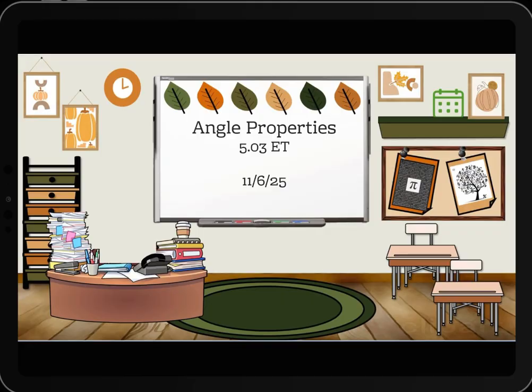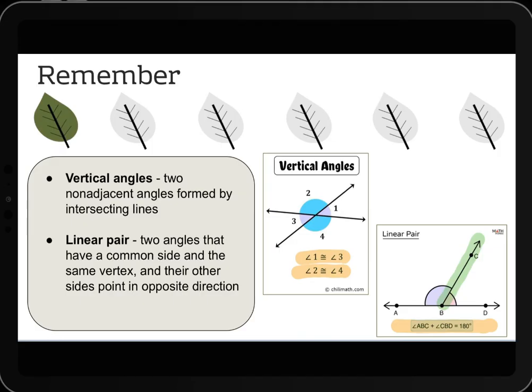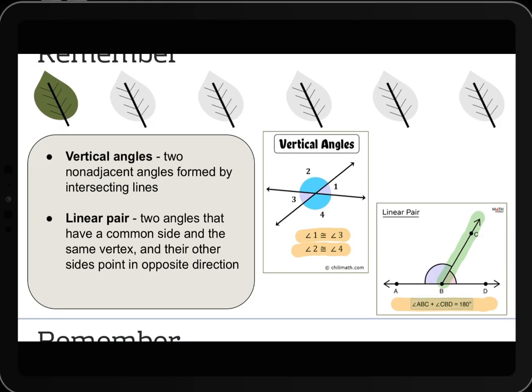For lesson 5.03, angle properties, we're going to start off by reviewing some of the angle relationships that we've recently and previously discussed, starting with the vertical angles and the linear pair. Remember that vertical angles are the two non-adjacent angles formed by intersecting lines, and you can see the angle pairs that are congruent in that particular set, angle 1 and 3 and 2 and 4.